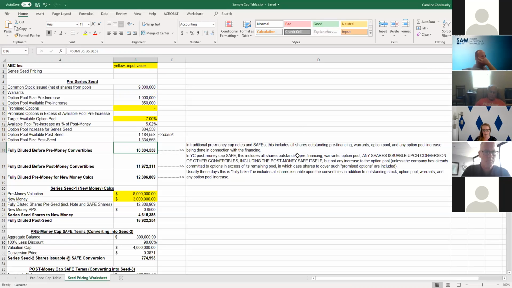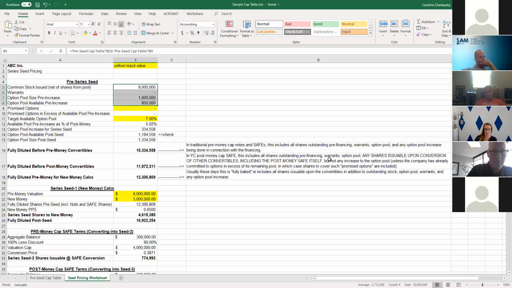In the YC safe post-money cap, for instance, it includes not only the existing common stock and the option pool, it does not include any option pool increase in most cases, which is different from what we're used to seeing in older pre-money safes or pre-money notes. And the reason for that is it's meant to really be a post-money safe. They're saying, look, we're not going to pull in the option pool increase for the new round. It's meant to be a standalone mini round. That's why we have this post-money concept.